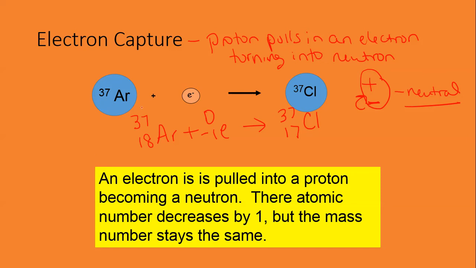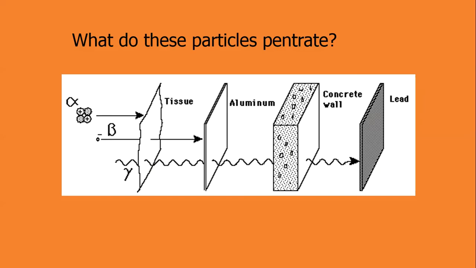Notice the same idea as what we just talked about before. The math has to equal. So 37 and 0 is 37 on both sides. We got 18 minus 1, which is 17. We got 17 over here. So in the end, the math has to all equal. All right. Again, we're going to go over a couple of these in just a minute.